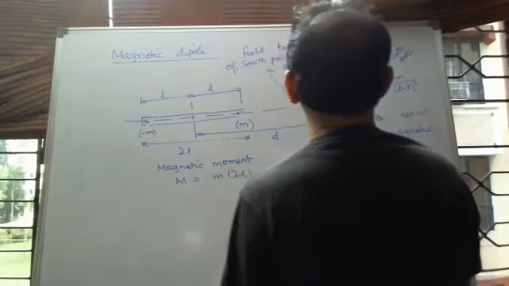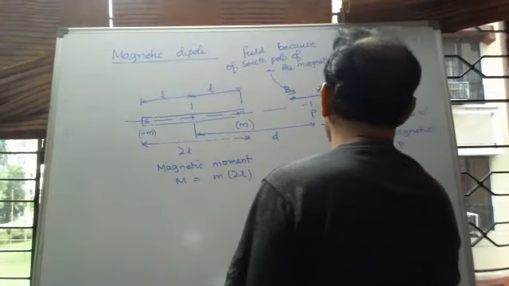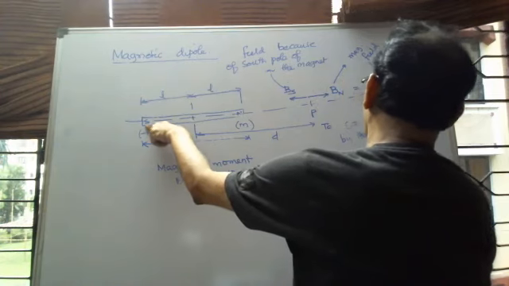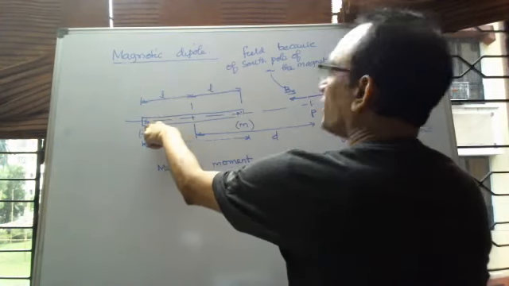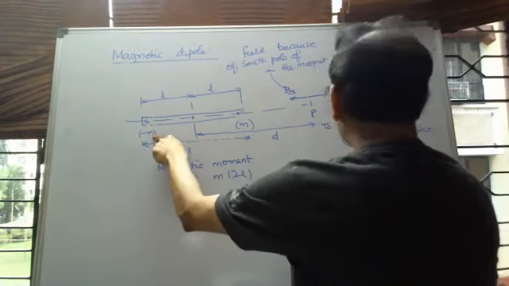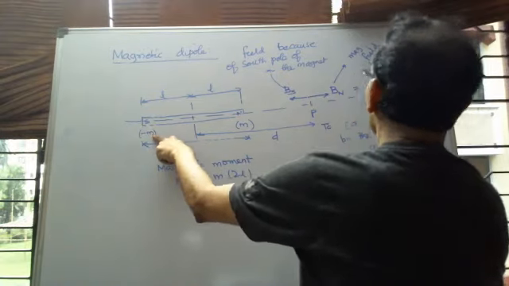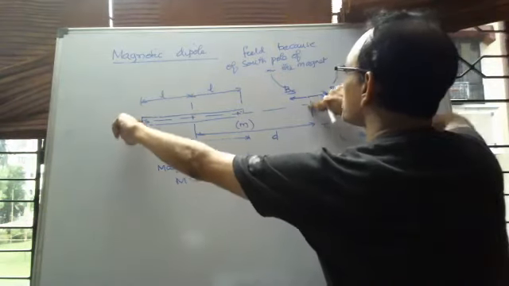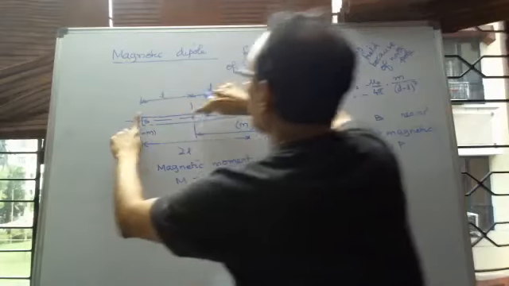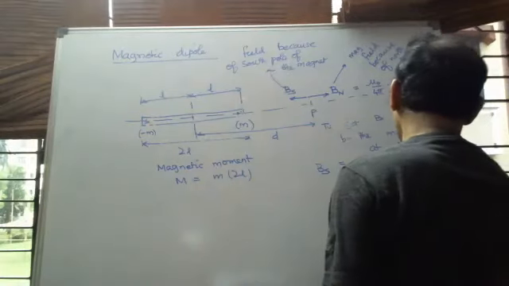BS will be what? BS will be the magnetic field in this direction created by this, K, which is mu naught by 4 pi. If instead of air there were some other medium, it would be mu naught into mu r. Instead of Q, I'll take the pole strength M by, now what is this distance? Distance between P and S. See, this is D plus L. D plus L, right? So D plus L whole square.